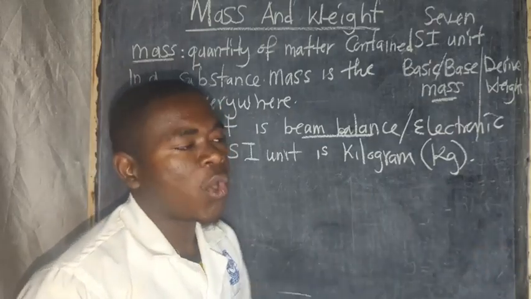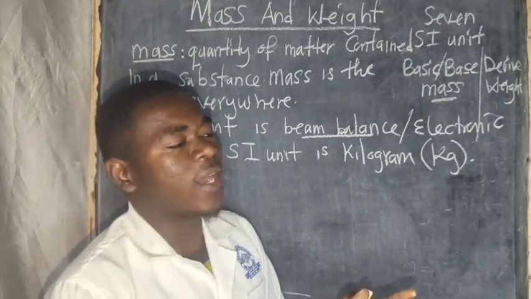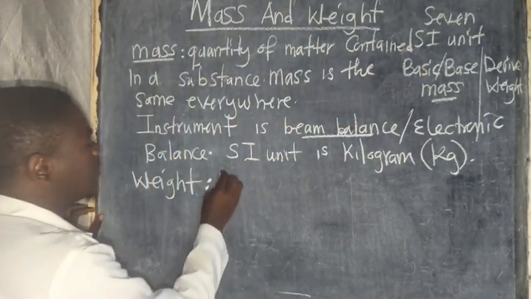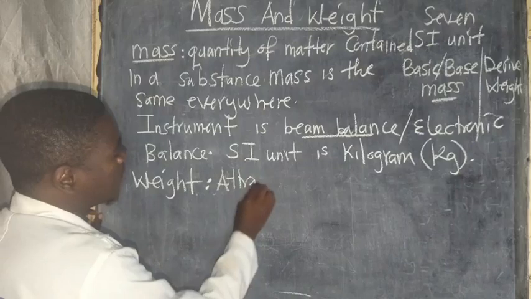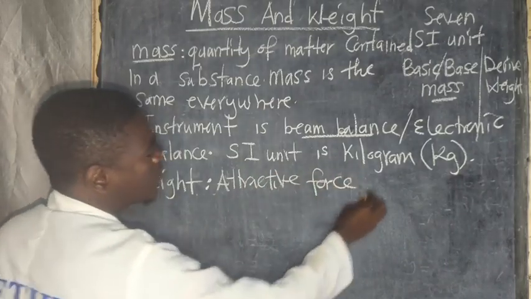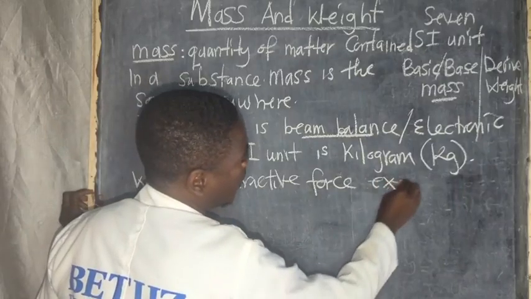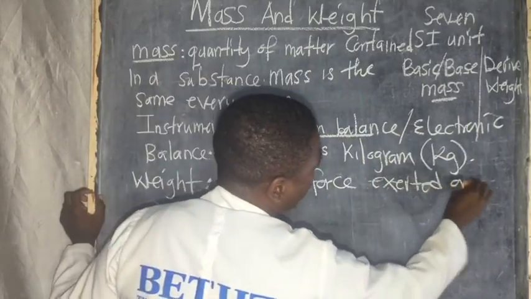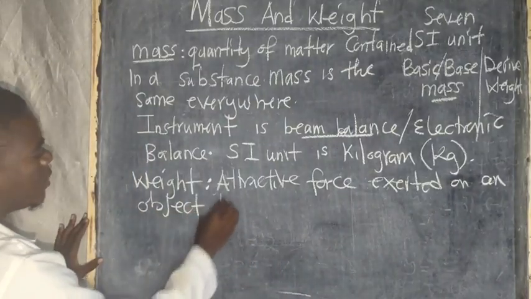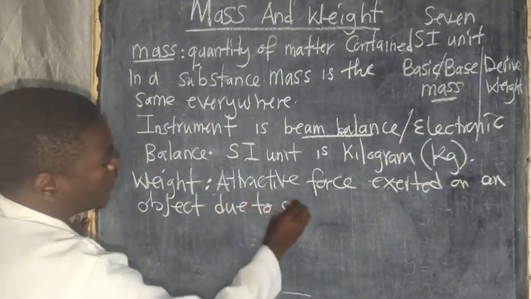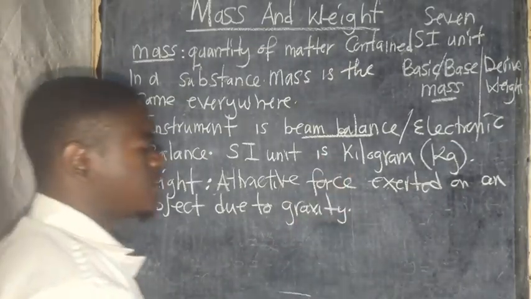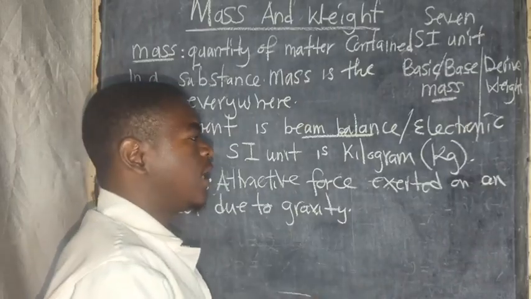In other words, weight is just a pull of gravity on an object. So you can say that this is just an attractive force exerted on an object due to gravity. So you can put this definition. This is just the same as the pull of gravity on an object.